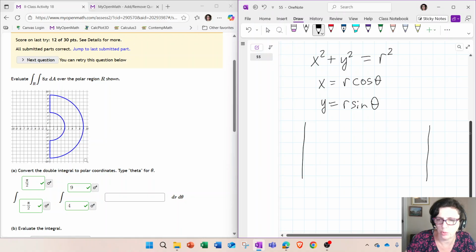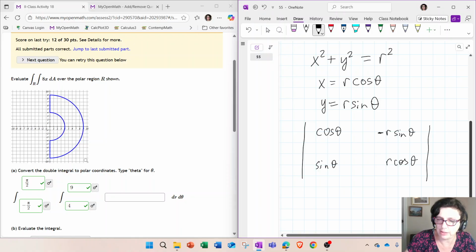Like with respect to r, this will be cosine theta, right? Because the derivative of r is 1. This would be r sine theta, and minus, that would be the derivative with respect to theta. And then over here with respect to r, that would be sine theta. And this one with respect to theta would be r cosine theta.